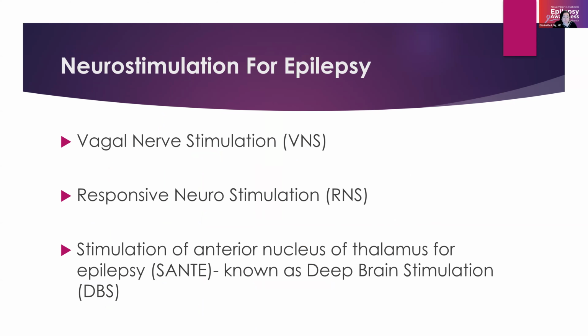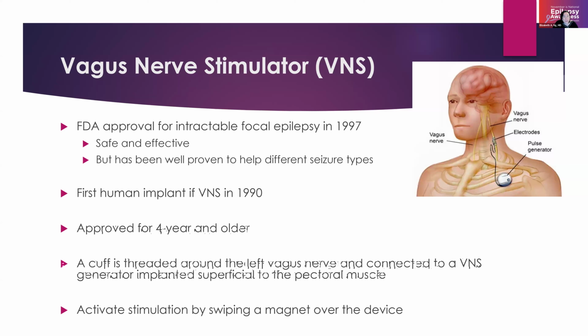So the vagus nerve stimulator was FDA approved for intractable focal epilepsy in 1997. It's safe and effective.